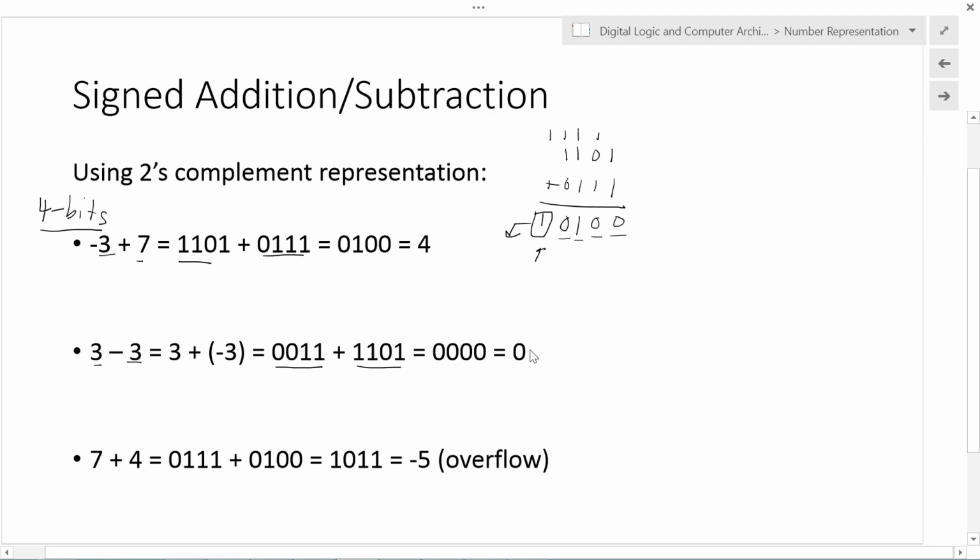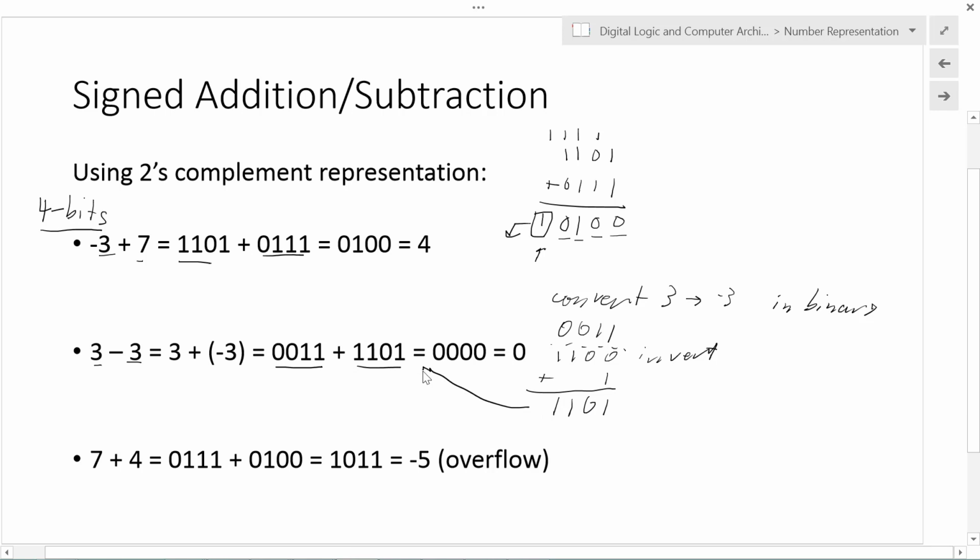You can verify how to convert 3 to minus 3 in binary like so. 0, 0, 1, 1. We invert first: 1, 1, 0, 0. And then we add 1. 0 plus 1 is 1. We get 1, 1, 0, 1. And we see that minus 3 is the same as over here.